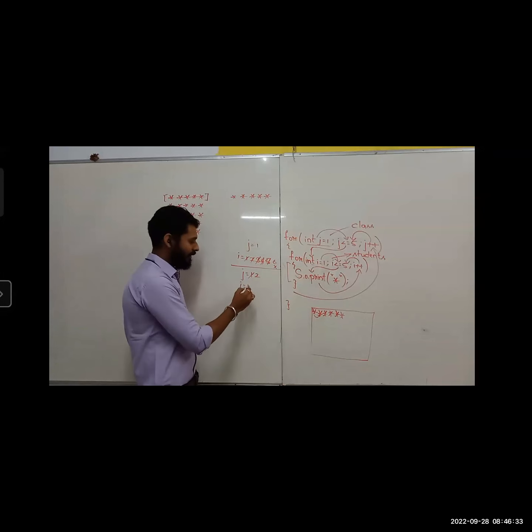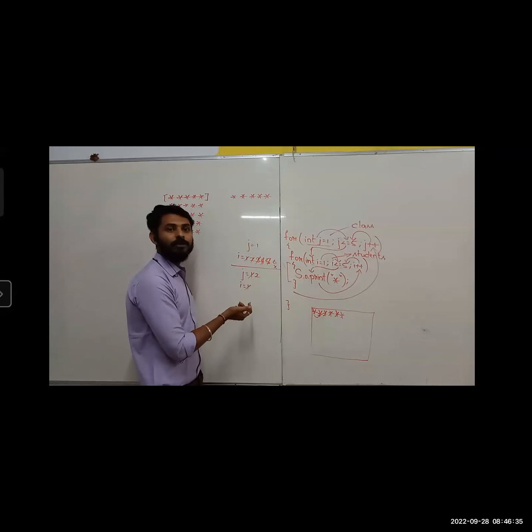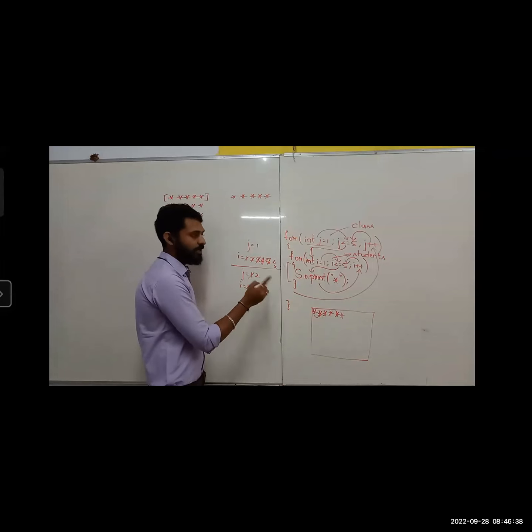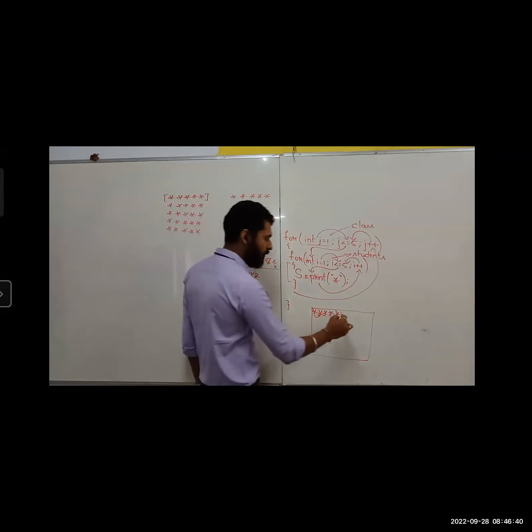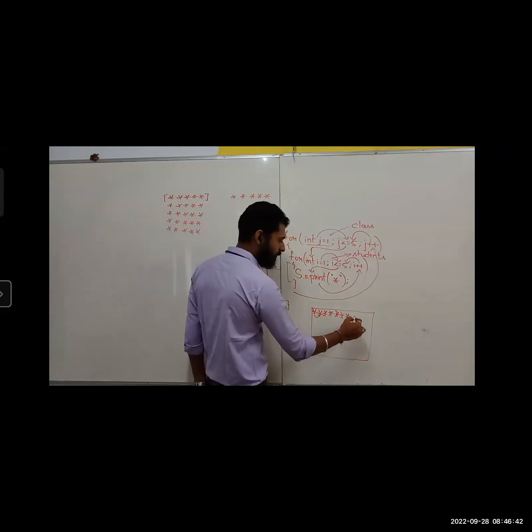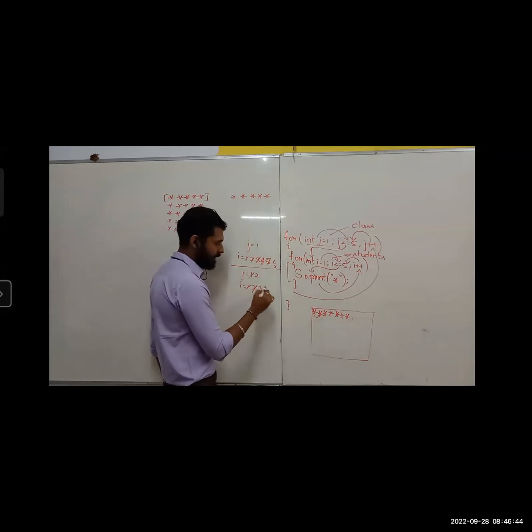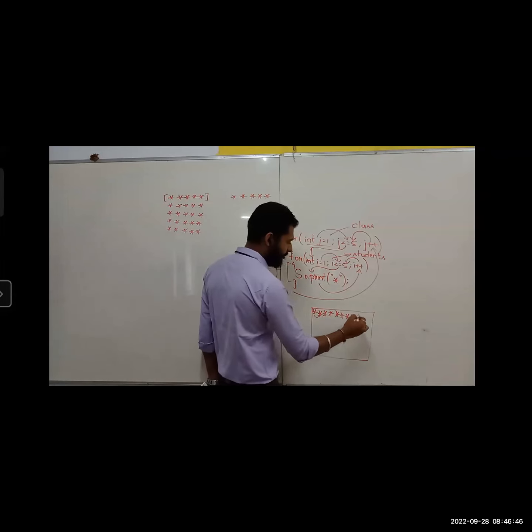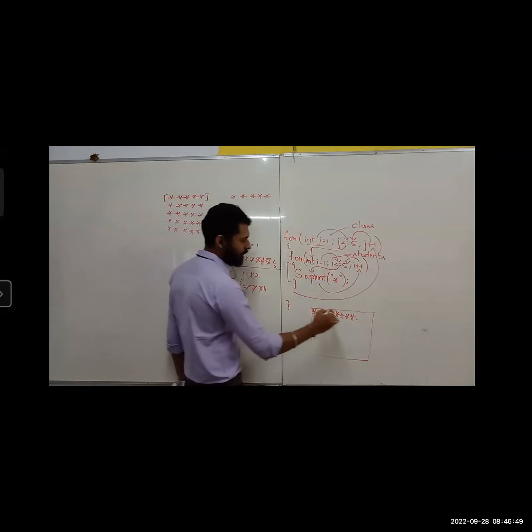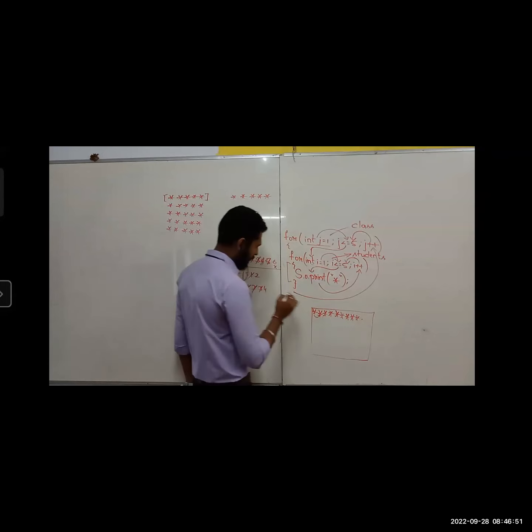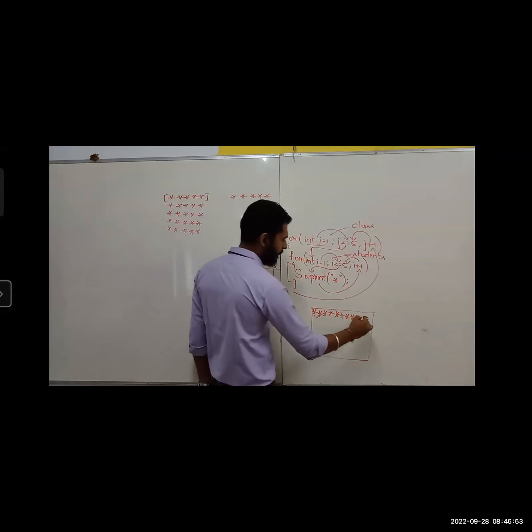Next, increment. If I do increment, what will happen? 2 less than or equal to 5? True. The cursor would be here, so it will print here. Next, it will become 3. 3 less than or equal to 5? 4 less than or equal to 5? 5 less than or equal to 5?